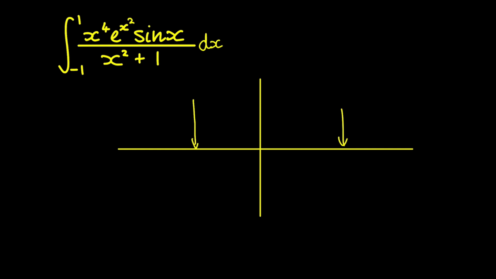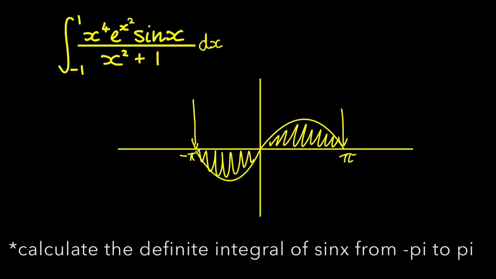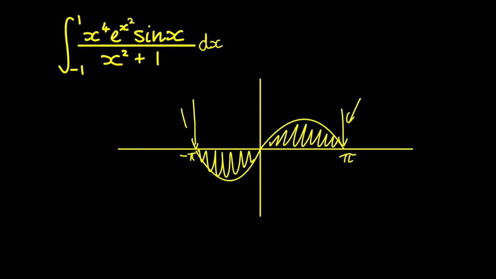I'll give you an example that's easy to understand, and that's the sine of x graph. The sine of x graph looks something like this, where this area between 0 and pi is the same as the area between 0 and negative pi. So if we were to calculate the area of sine of x from negative pi to pi, we would be adding this negative area and then adding this positive area.